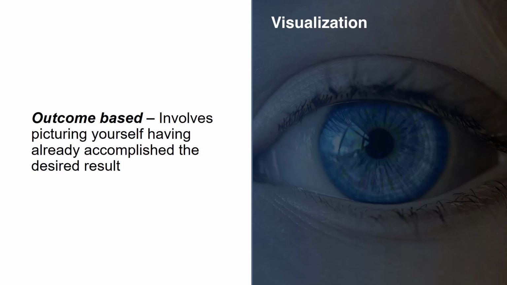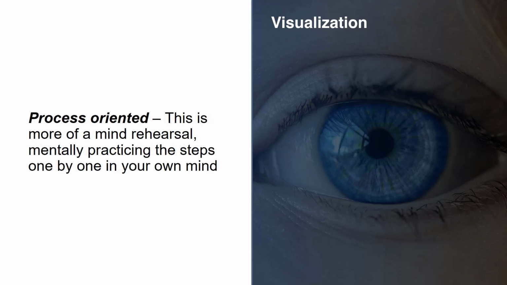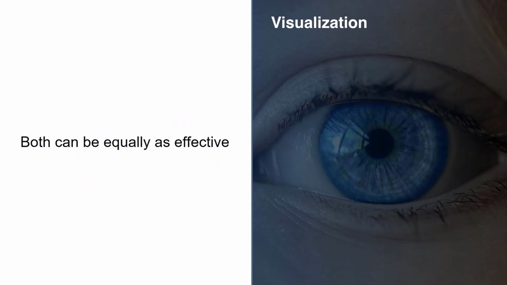it with your family. The process-oriented technique is more of a practice or rehearsal of the steps one by one in your mind. An example is a figure skater reviewing his or her jumps right before the performance. Both can be equally as effective.